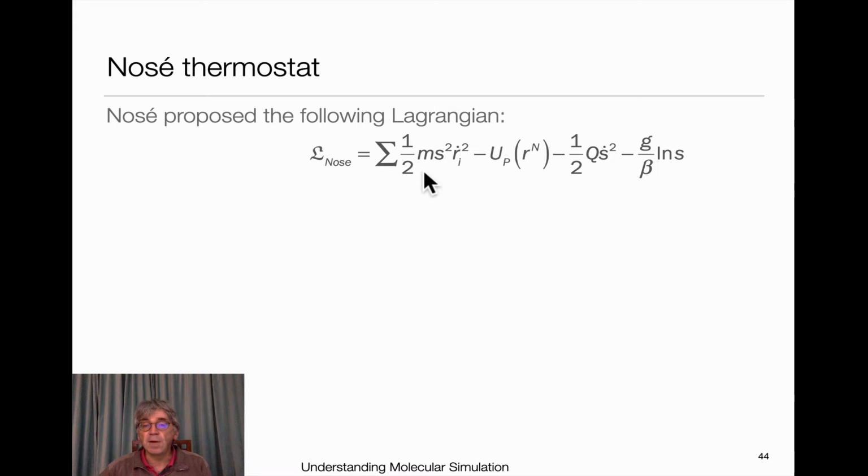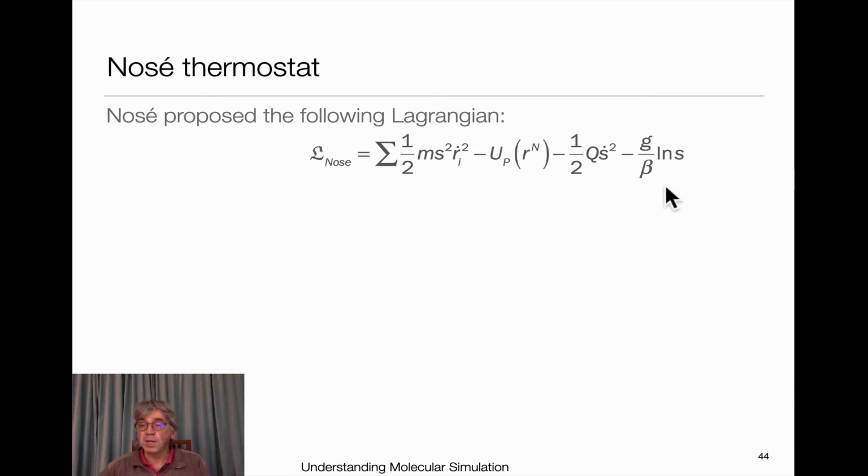So we now have a Lagrangian that depends on the positions and on r dot, the velocities. And we have now extended our Lagrangian with a new variable s, and the conjugate momentum here is this s dot. And what we can now do is write the equations of motion.